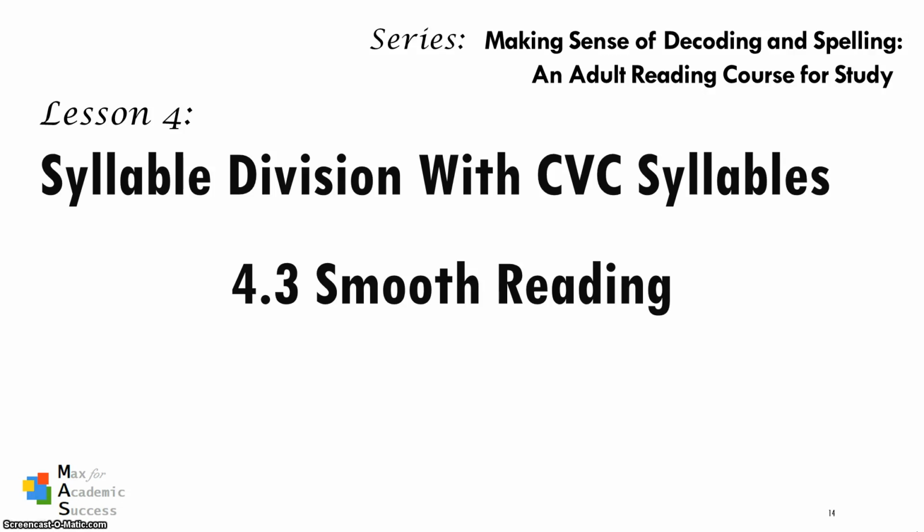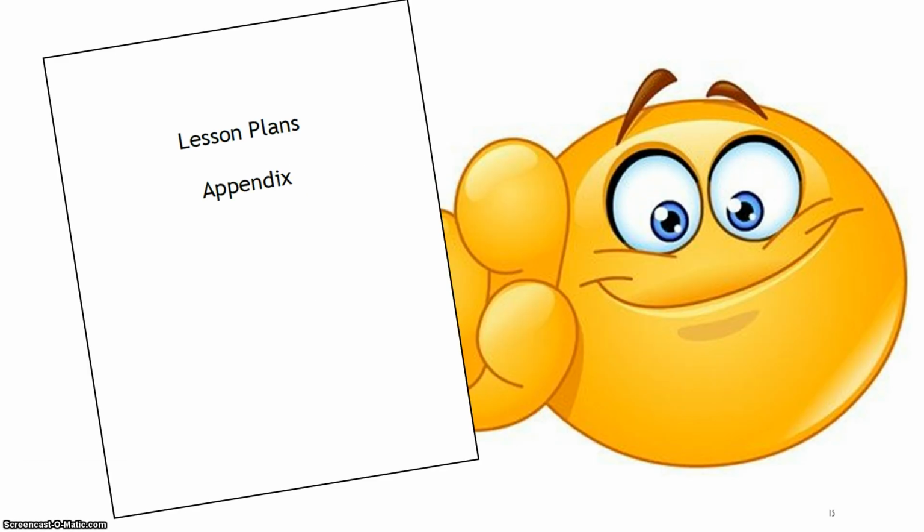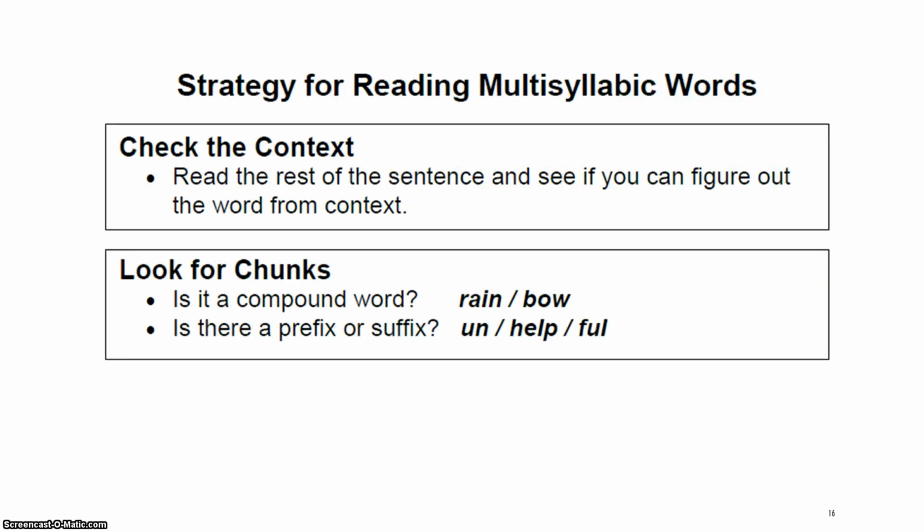Lesson 4.3, Smooth Reading. Okay, next we're going to practice some reading. If you come across a long word that you do not know, there are a number of strategies that you can use to try to figure out what that word is. Okay, so if you look in your lesson plan's appendix, find the page that has Strategy for Reading Multisyllabic Words at the top.